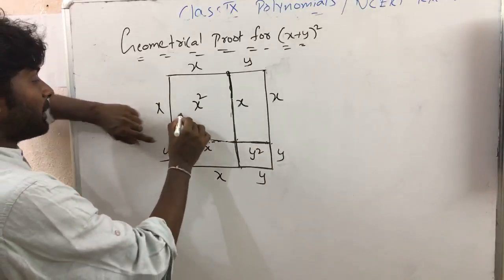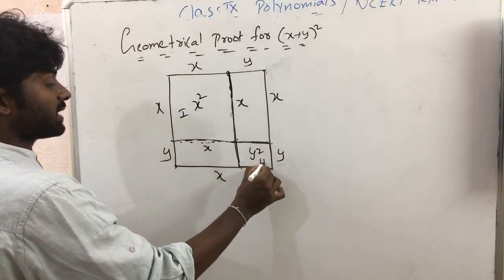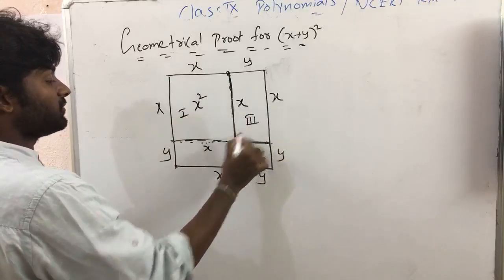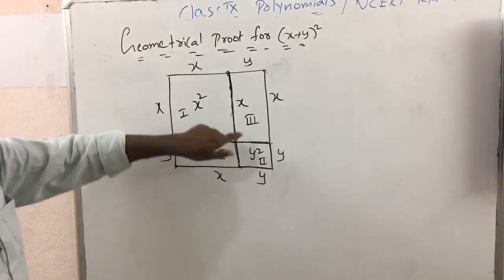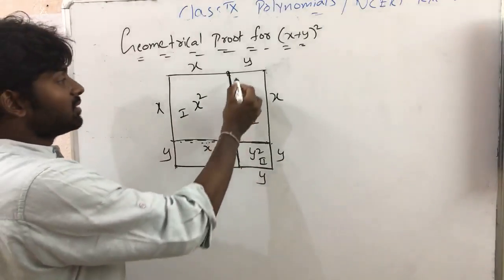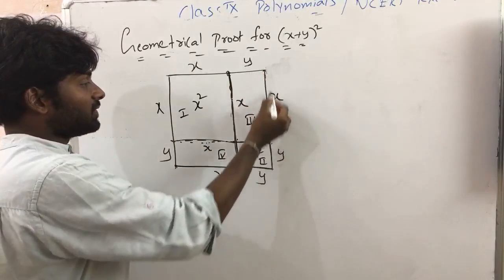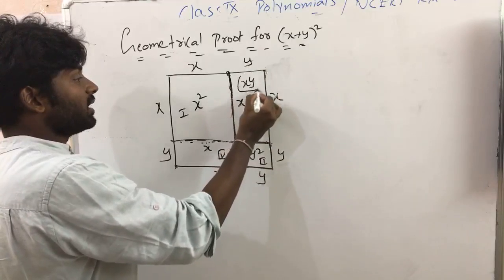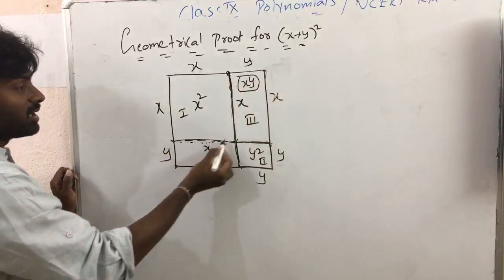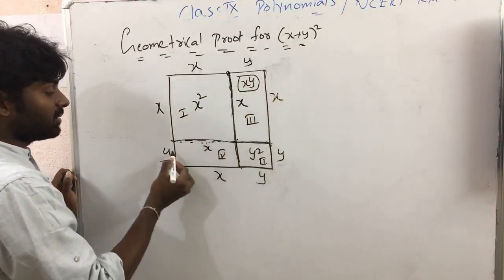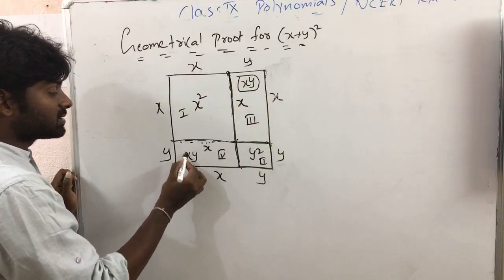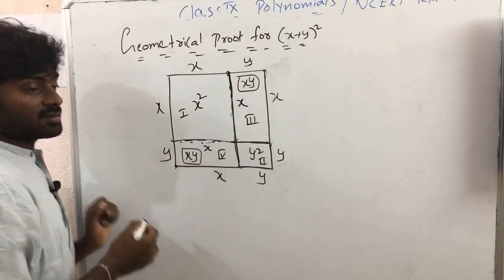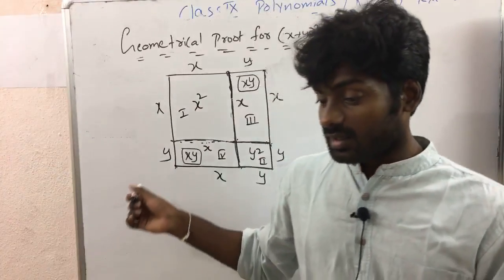I am taking this as first part, second part, third part and fourth part. Now see, what is the third part? It is a rectangle with length x and breadth y, so you can write this area as xy. Even this is a similar rectangle with length x and breadth y, so the area of this rectangle is xy.